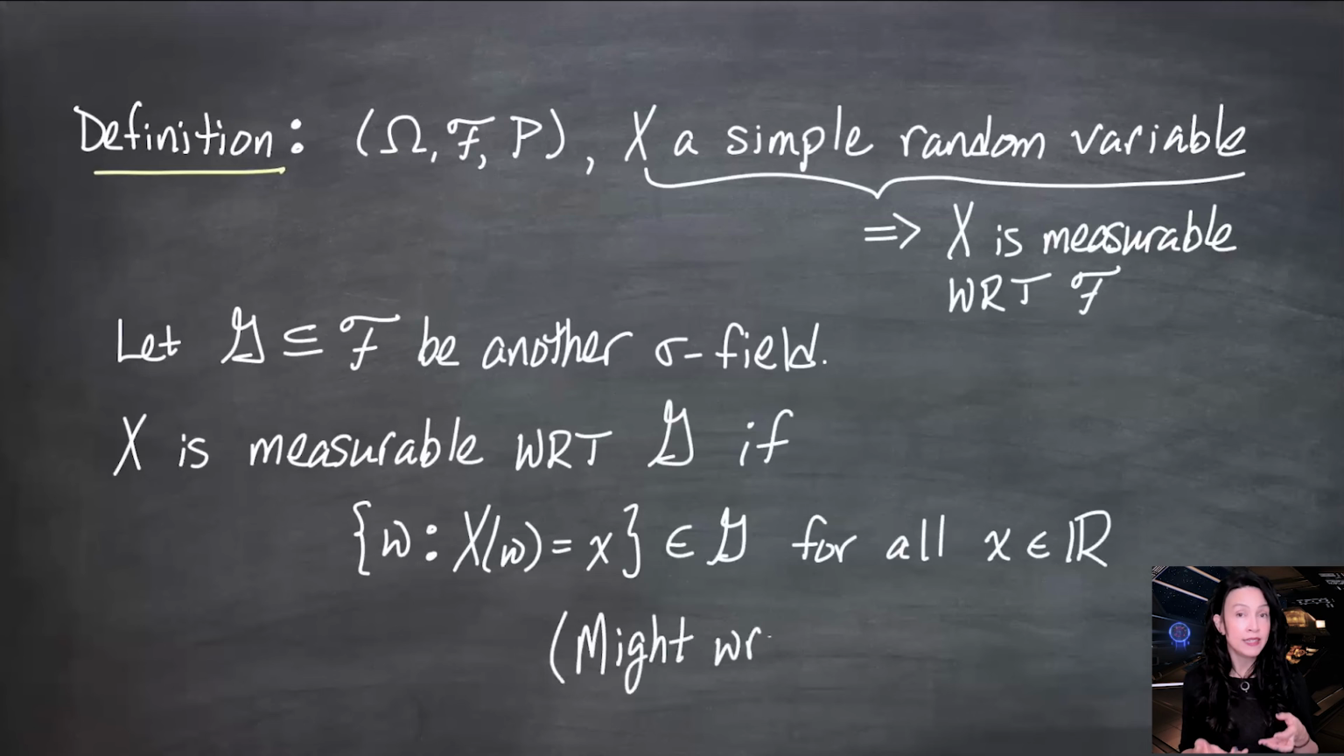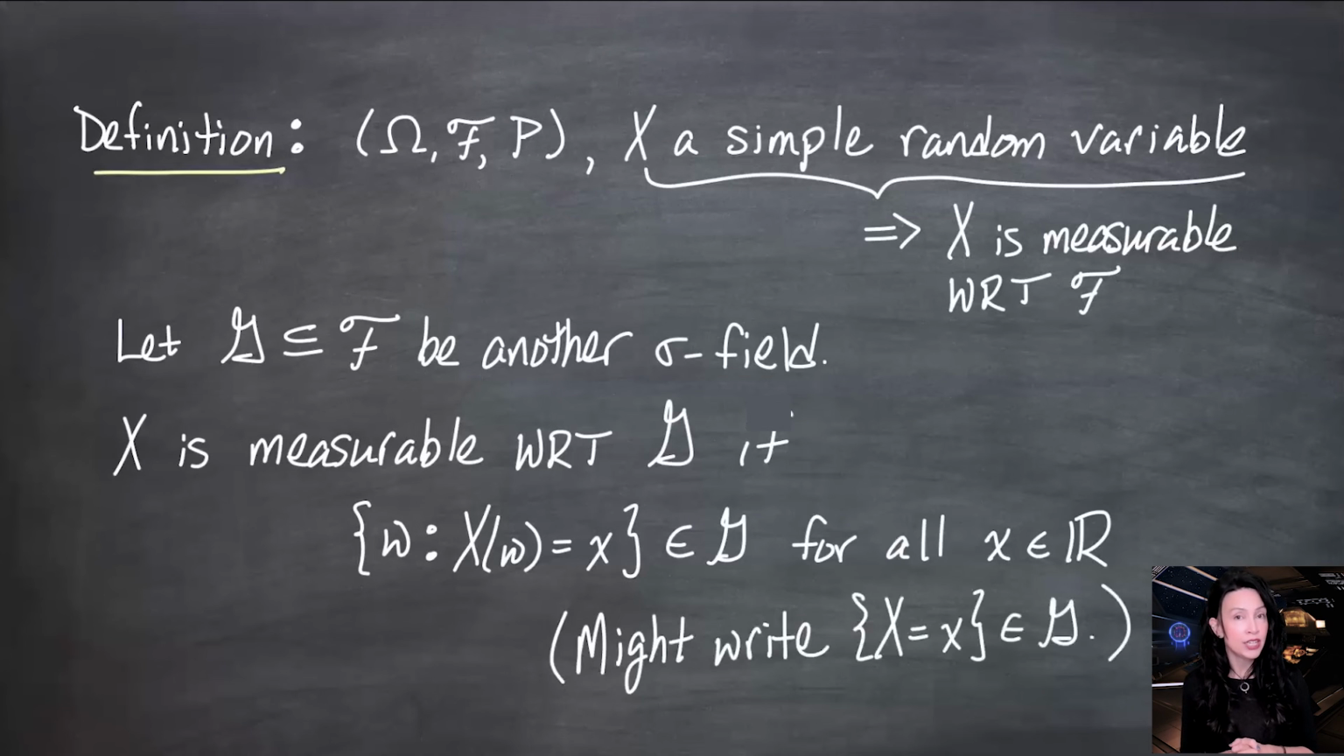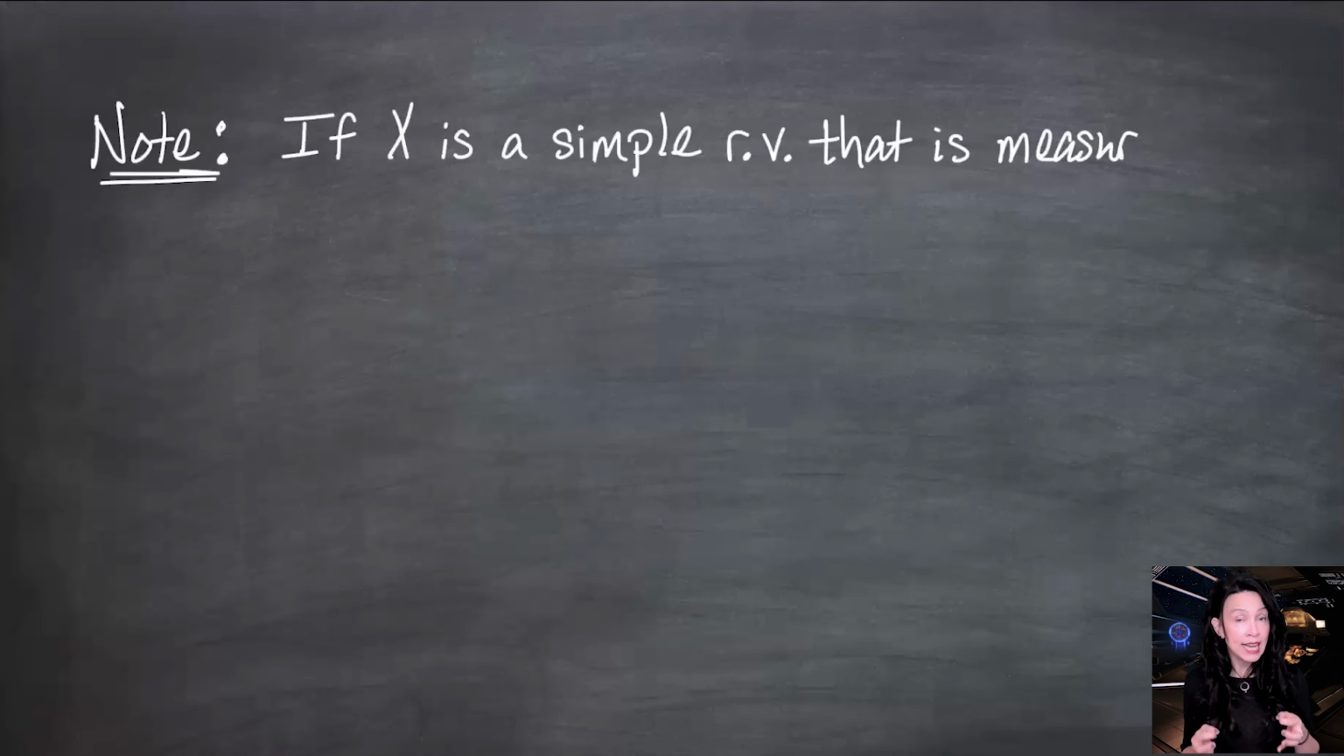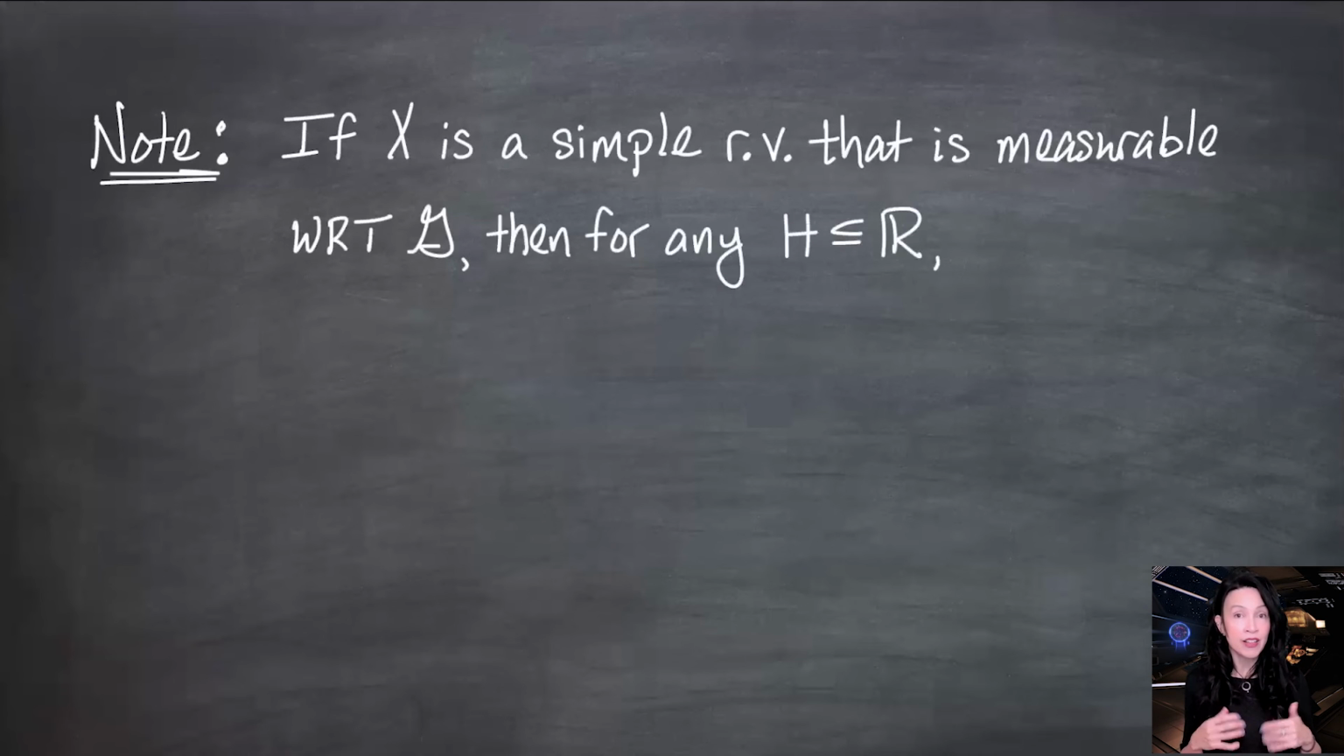And again, we might write this set in a shorthand notation of just capital X equals x, but it is a set from omega. So suppose that we have the probability space, we have a random variable X that's measurable with respect to the sigma field F. We have a curly G, which is a sub-sigma field of curly F. And suppose that the random variable is measurable with respect to curly G. If you take any subset from the reals, I'm going to call it H, and this has nothing to do with sigma fields. It's not even in that space. It's in the reals, not in omega.